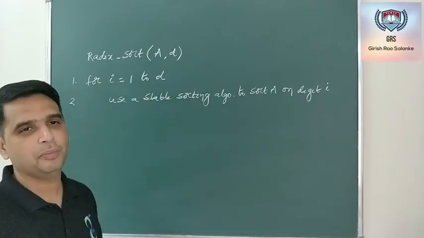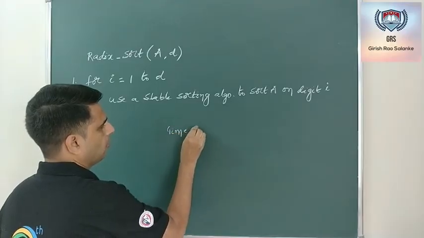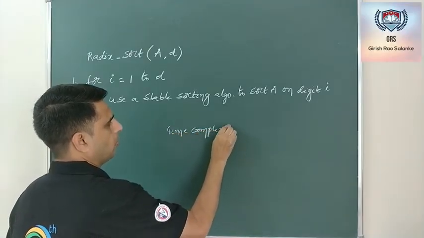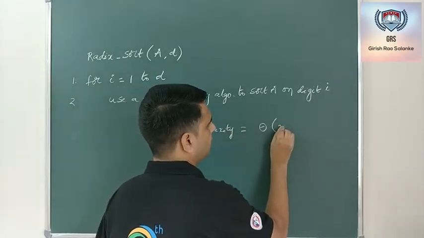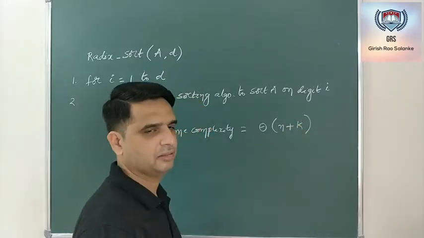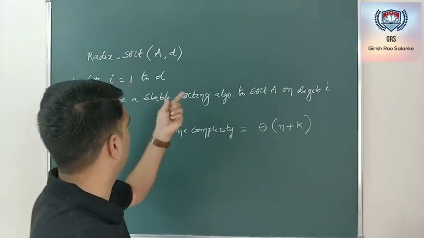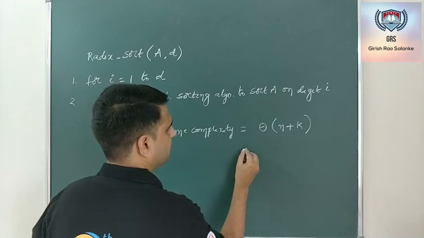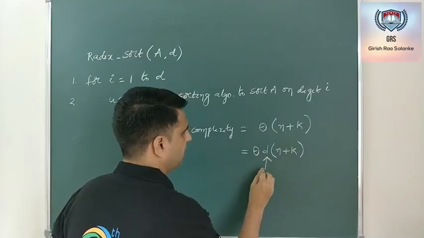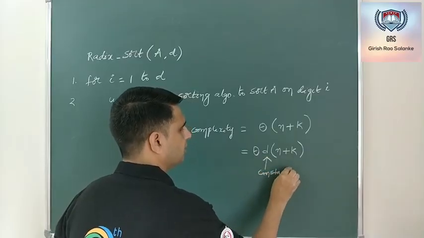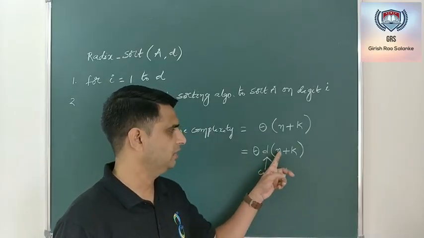Now coming to the time complexity of this. If you remember, the time complexity of the counting sort algorithm was theta of n plus k. Now how many times does this get repeated? This gets repeated d times. So this is nothing but theta of d times (n plus k), where d is a constant. In the asymptotic representation, you can neglect a constant. So we are left with n plus k.